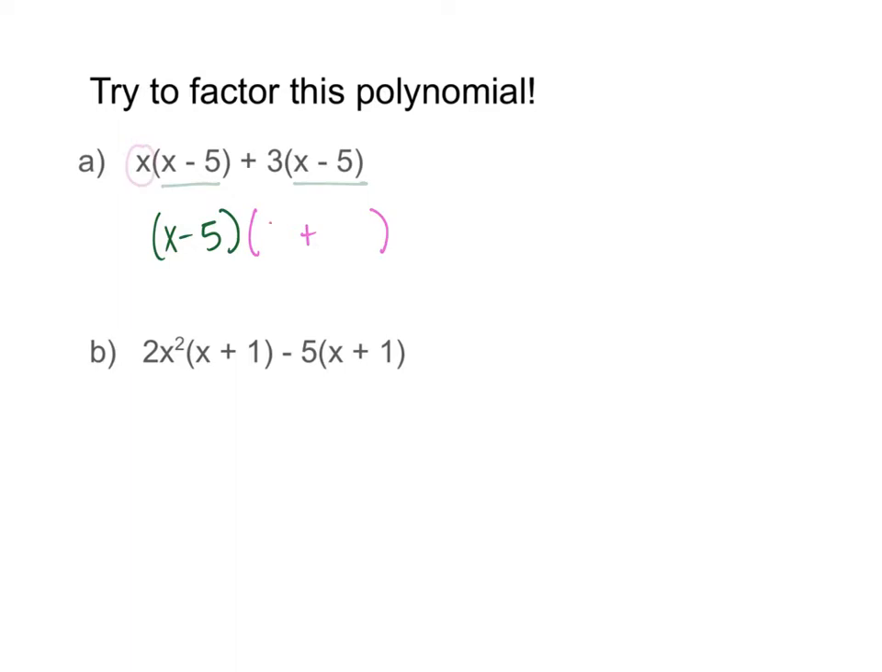So that means right here in the first spot, I need an x. So basically in this parentheses, I'm writing down what I left. And in the second term here, there was the x minus 5, which is removed, and I have left a 3. So now I need to put a 3 here.